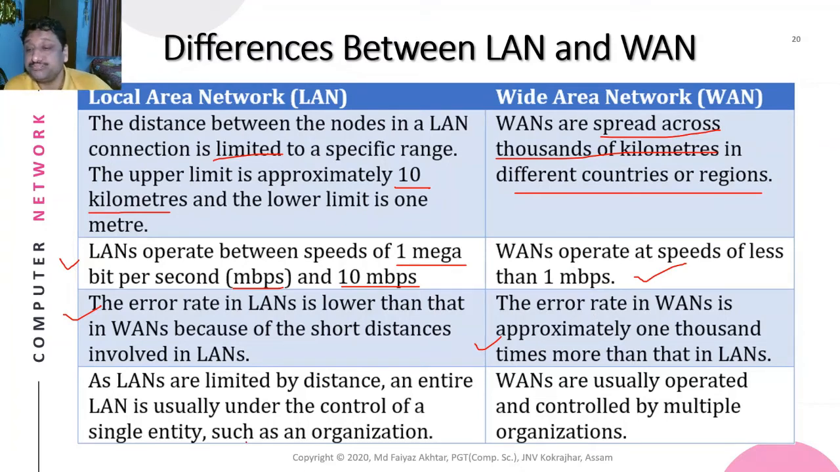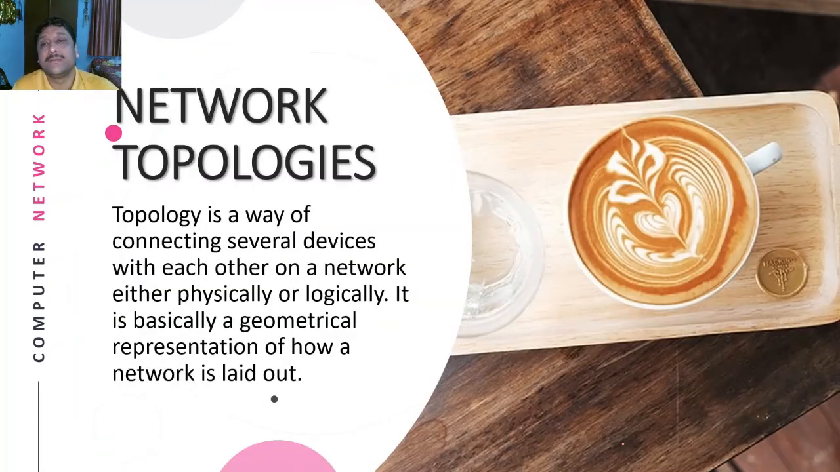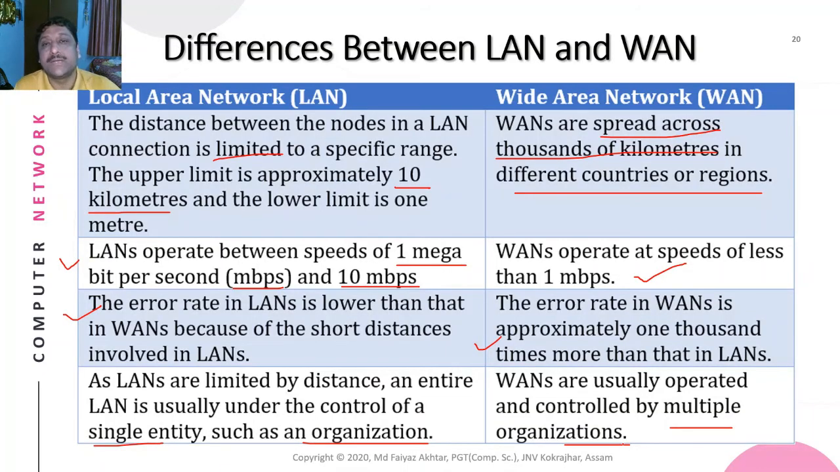As LANs are limited by distance, an entire LAN is usually under the control of a single entity or an organization. But WANs are usually operated and controlled by multiple organizations. So many organizations are needed to control, maintain or manage the wide area network, for example, the internet. Okay, before we go on to learn network topologies, we should recapitulate these things.